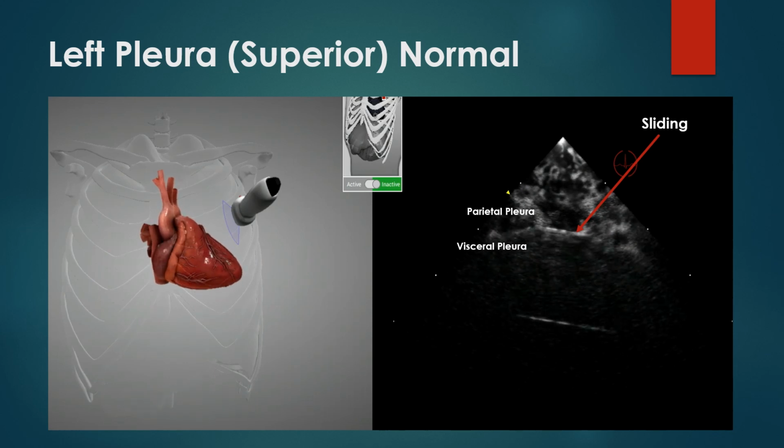This is a left superior pleural scan, and what you see here around the second to third intercostal space, about mid-clavicular, you're going to be looking for the parietal pleura here, the visceral pleura, and here's the pleural line, and you're going to get some sliding here, or marching ants. And what that tells you is that you've got sliding, so the lung is actually moving. If you had a pneumothorax, you wouldn't see this sliding.